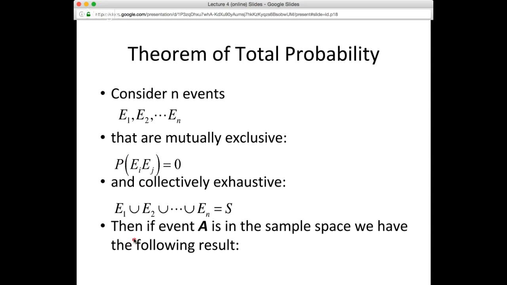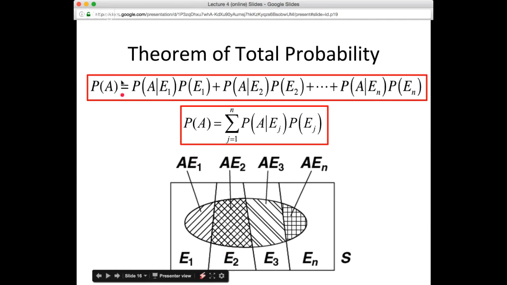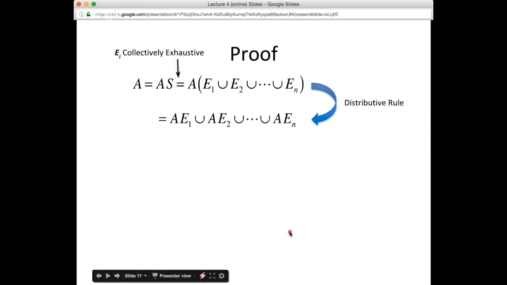And so the theorem of total probability says that if event A is in the sample space, we're going to have the following result. That is that the probability of A is going to be equal to the probability of A conditioned on the first event times the probability of the first event, plus the probability of A conditioned on the second event times the probability of the second event, so forth and so on until we get to the nth event, probability of A conditioned on the nth event times the probability of the nth event. Or in summation form, we have this equation here where we're just summing up over the different events E1 through En. I'm going to save the Venn diagram for a little bit later when we go through the proof first.